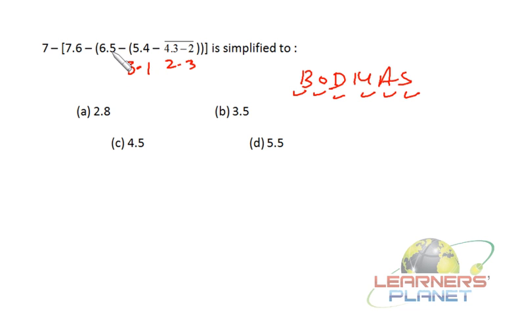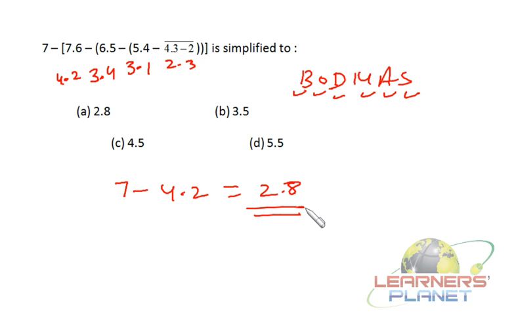Then from 6.5 we have to deduct this term to clear the second bracket. So it's 5 minus 1, 4, and 6 minus 1, 3. So we got 3.4. Then from 7.6 we have to deduct this. So 6 minus 4, 2, and 7 minus 3, 4. So we got 4.2. Now we have to calculate 7 minus 4.2. That will be 2.8. Okay, friends.